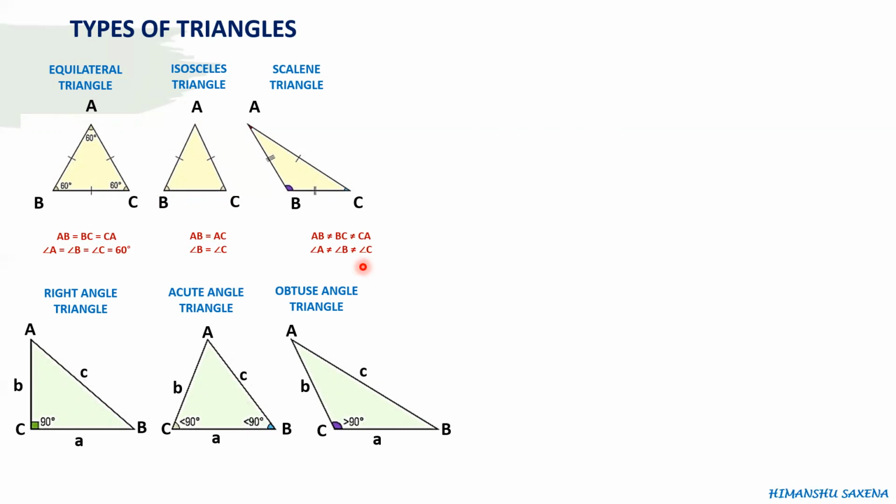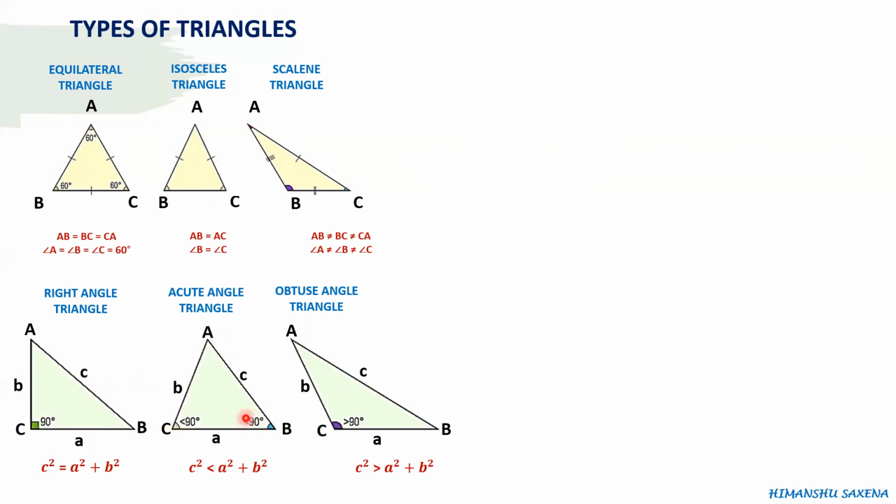So first kind is the right angle triangle. So this is a right angle triangle where angle C is 90 degrees. So here we have represented small a, small b and small c as the lengths of the sides, right? So what is the relationship in the length of the sides in these triangles? So in a right angle triangle, c square, which is the hypotenuse square, is equal to a square plus b square. This is nothing but the Pythagoras theorem.